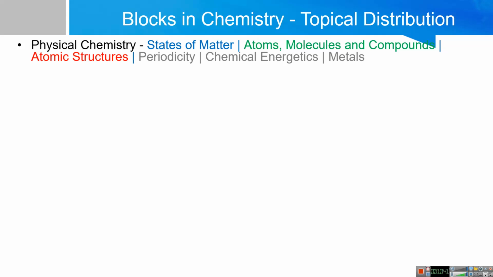Now when we talk about physical chemistry, we have states of matter. We will study about atoms, molecules and compounds, what these are, right? Then we'll understand atomic structures. Then we talk about periodicity and chemical energetics, how energy behaviors affect these chemical properties or states of the matter. And then eventually we'll study the physical properties of metals, right?